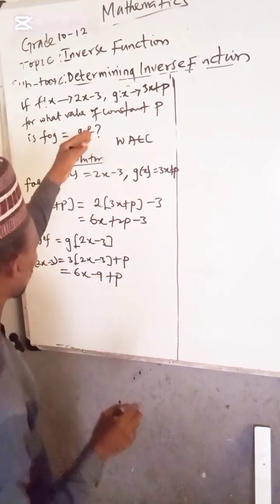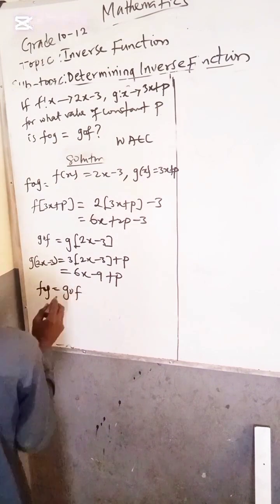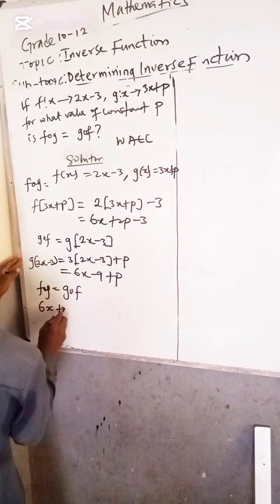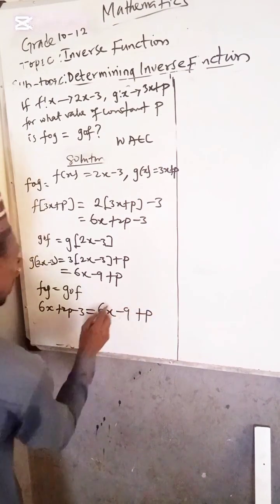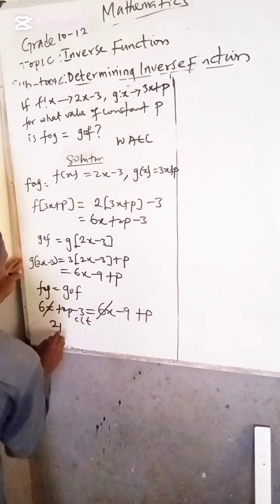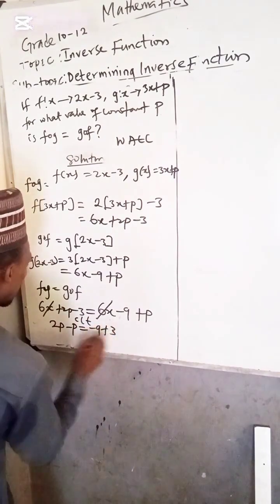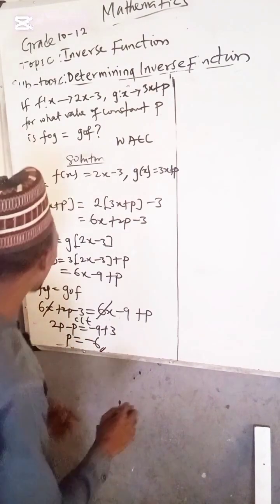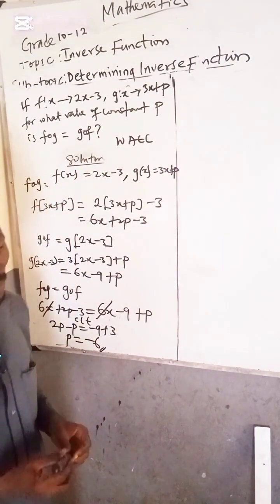For fog to be equal to gof, remember, fog equals gof, we equate the two formulas together. We have 6x plus 2p minus 3 is equal to 6x minus 9 plus p. Now, CLT, collect like terms, you have 2p minus p is equal to minus 9 plus 3. Here, p equals minus 6. So the only value that can make fog equal to gof is when p equals minus 6. I believe we understand.